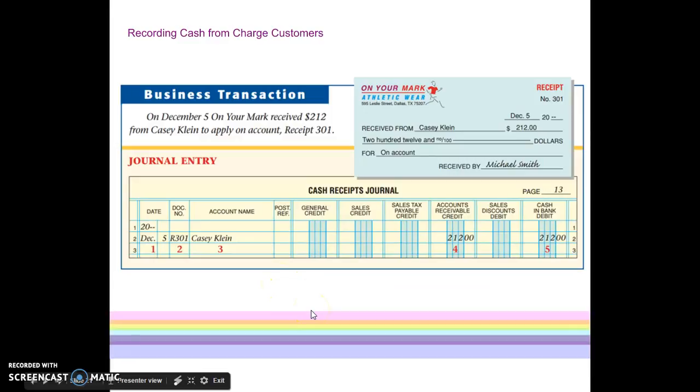Recording cash from charged customers, let's take a look at this transaction. We have a receipt from Casey Klein, one of our customers who just paid us $212. For this one, we'll put in the date, December 5th of the current year, so 2017. The document is going to be our receipt 301. The account name, which is the accounts receivable customer, is Casey Klein. And then we have the numbers for the transaction. This is an accounts receivable credit of $212, cash and bank debit $212. Again, just like any other journal transaction, the debits have to equal the credits.